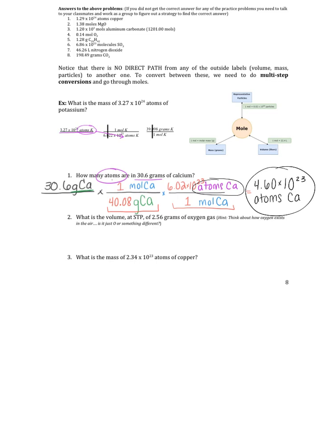All right, the second problem, it wants to know what is the volume of 2.56 grams of oxygen gas. Now it gives us a hint here. Think about how oxygen exists in the air. Don't forget, when we're talking about oxygen gas, it is diatomic, it's O2. So keep that in mind as we're writing this out.